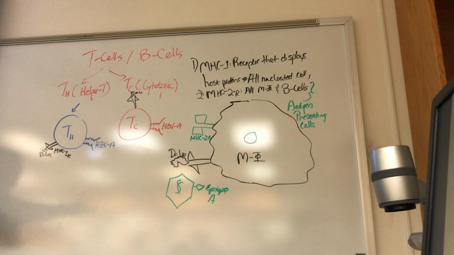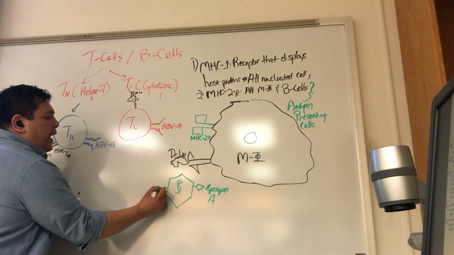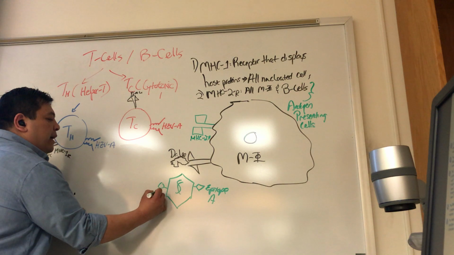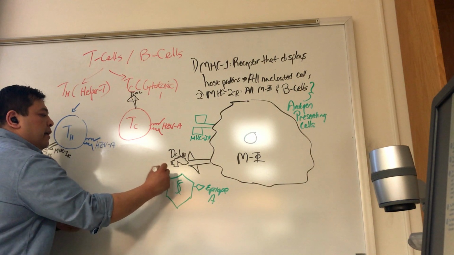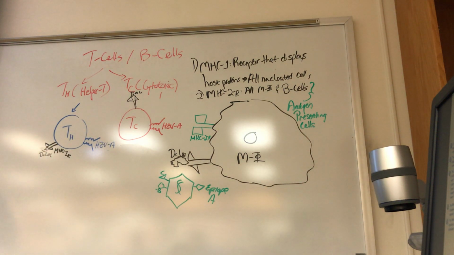What happens? Macrophages are going to go around, macrophages right here are going to go around, swallow up the virus, and then it's going to display all the different epitopes on all the different MHC2 molecules. So you'll have an epitope A right here. Then you'll have an epitope B. Then you'll have an epitope C. You can have thousands of different epitopes on the outside of this virus.